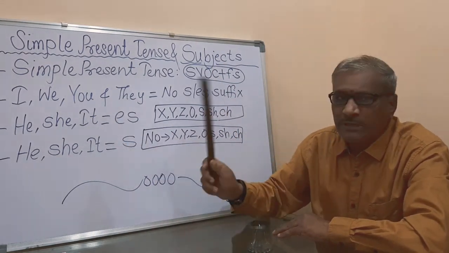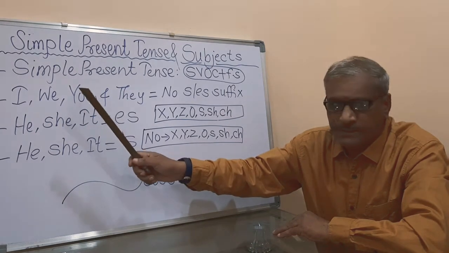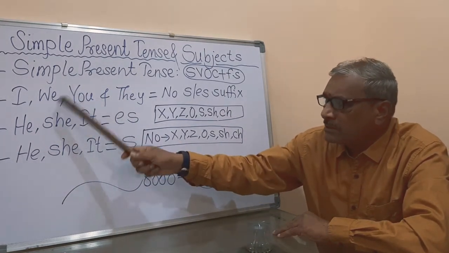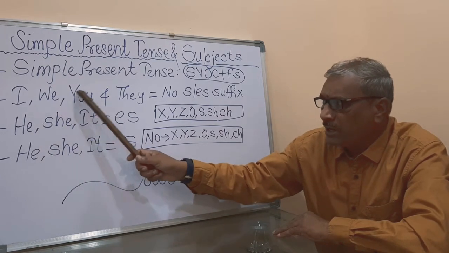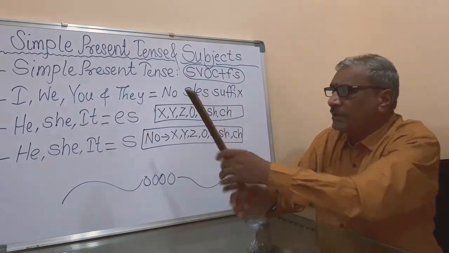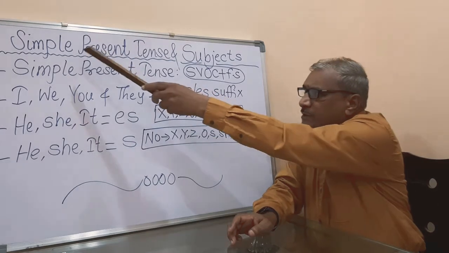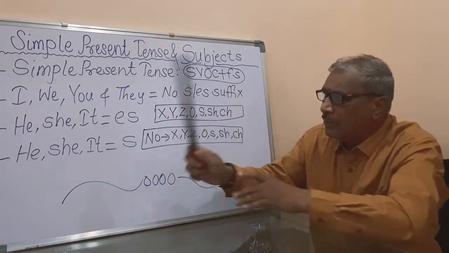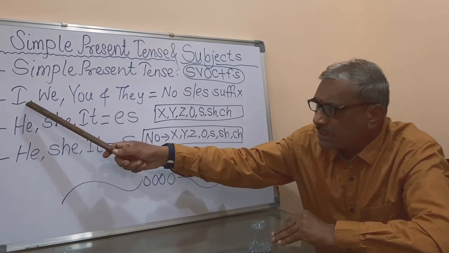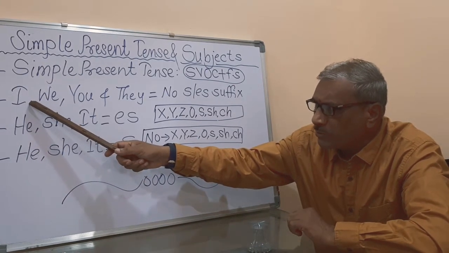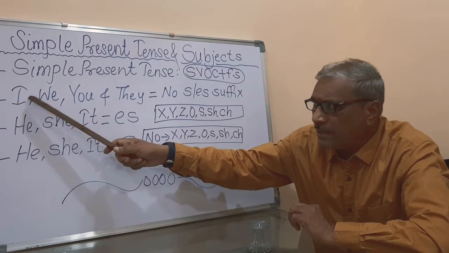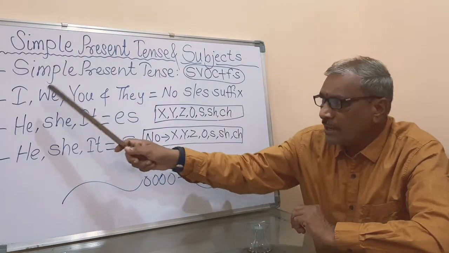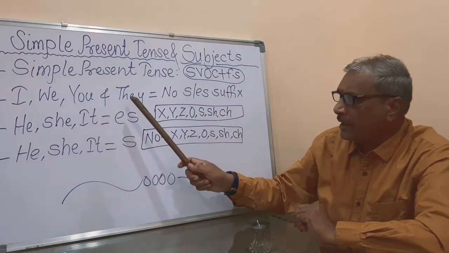Then we will see about the subjects. Now see, these are the subjects, I, we, you and they. These are the subjects, and that's why our topic is simple present tense and subjects. So now we are going to the subjects and we are talking about the subjects. So the subjects are I, we, you and they.